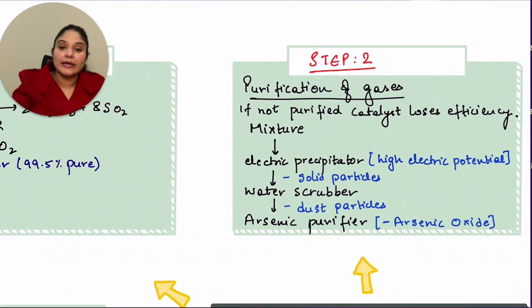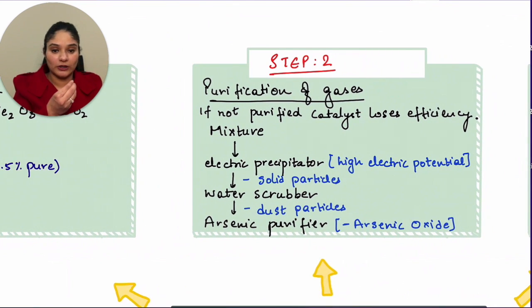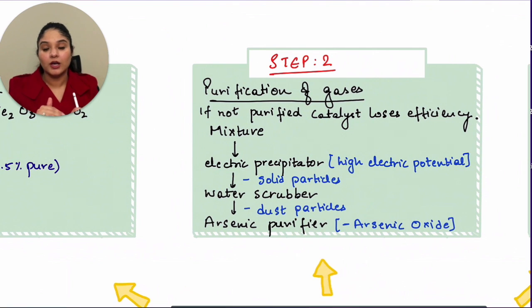Then step 2 is purification of gases. So why do we need to purify these gases? The main reason for purification is that if there are any impurities present, they can poison your catalyst and reduce the efficiency of the entire production of sulfuric acid. If the catalyst gets poisoned, there is no point of having the catalyst if it cannot speed up the reaction. So if not purified, the catalyst loses efficiency. This is the reason for purification.